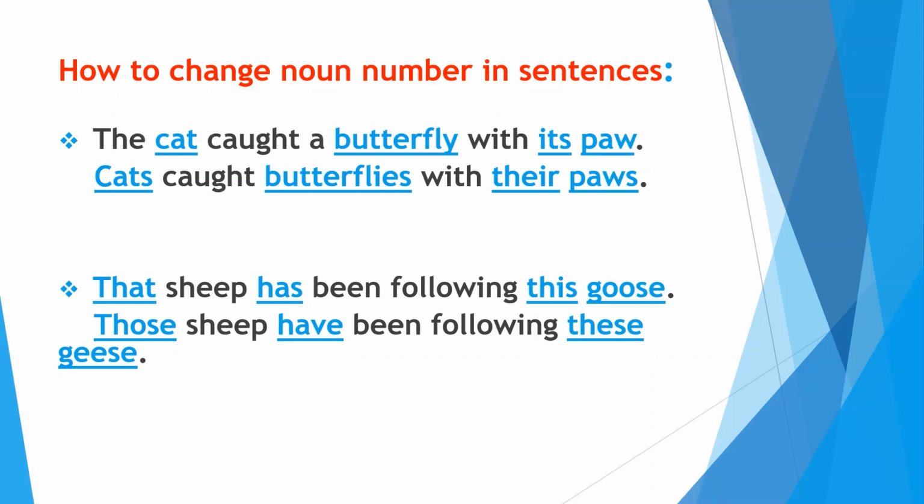Now you can see that the singular form that, its plural form is those. Singular form of verb has, its plural form is have. Singular form this, its plural form is these. And singular form goose, its plural form is geese. So the answer sentence will be: those sheep have been following these geese.